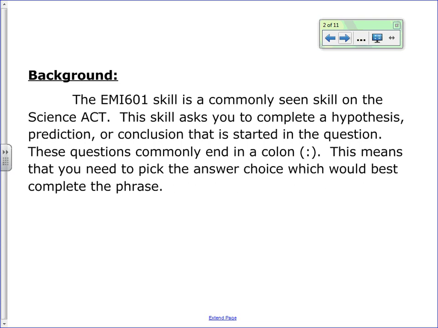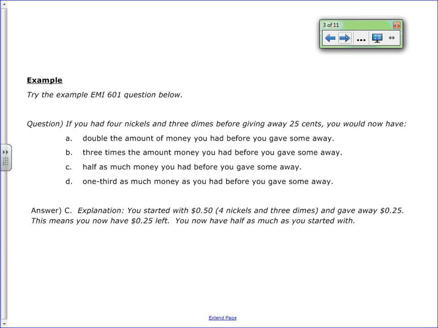Excellent. All right, so what you'll see here is there's a sentence, and it's physically cut in half. The first half of the sentence is in the question itself. In the second half of the sentence, you have to choose. So essentially, you're choosing the second half of the sentence that best answers the question. As an example, we have this one below. The question is, if you had 4 nickels and 3 dimes before giving away 25 cents, you would now have, that's the first half of the sentence. You then have to choose the second half of the sentence that best completes it to make it true.